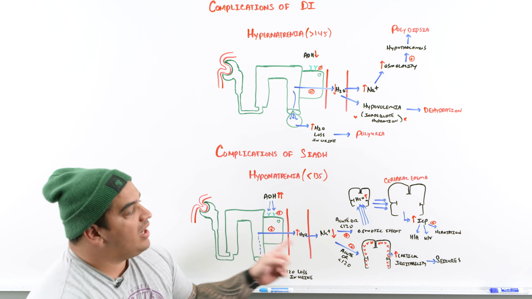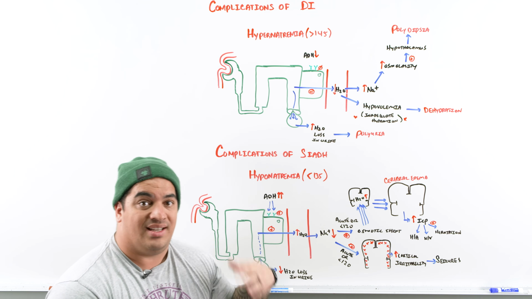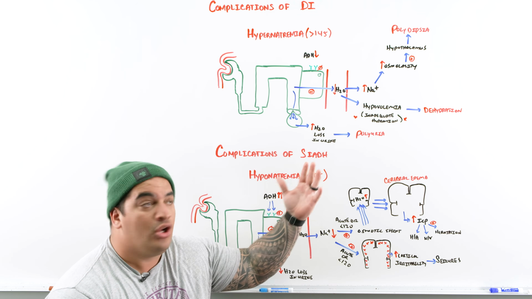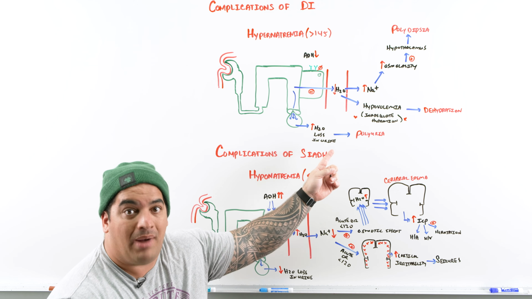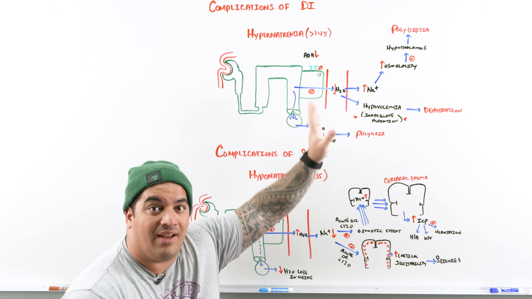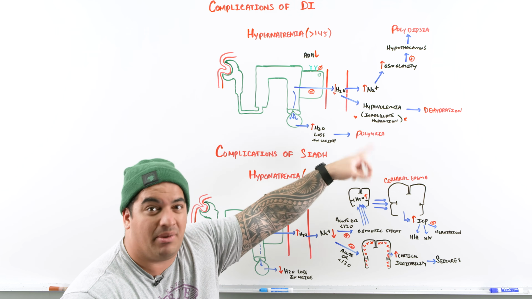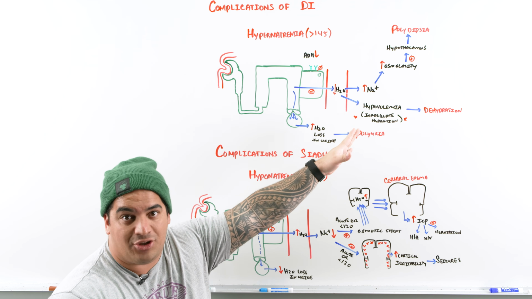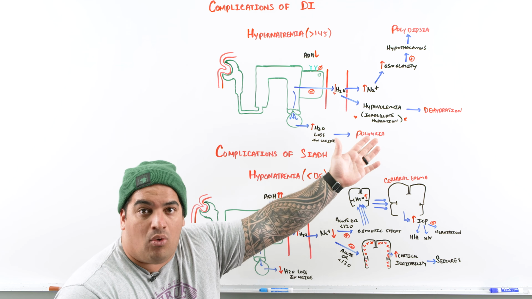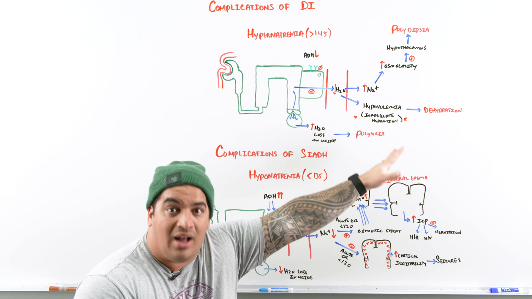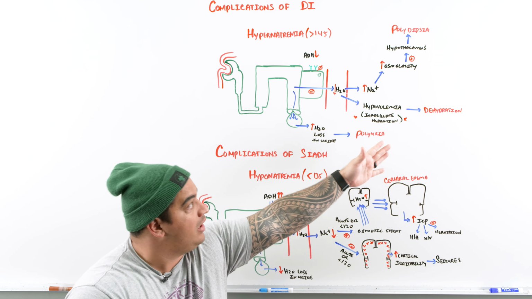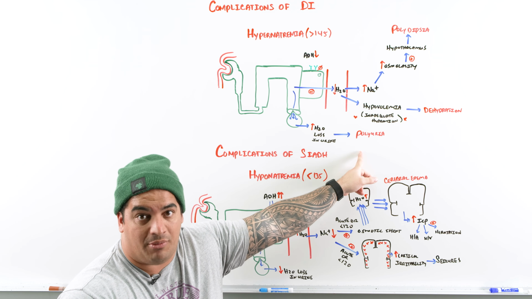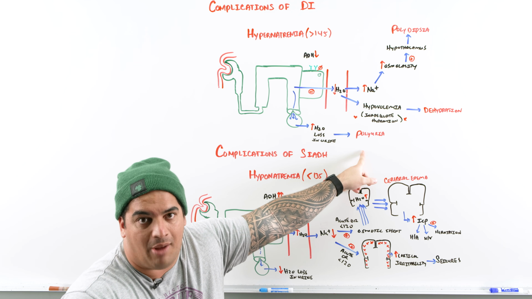So the things that I want you guys to remember between these two is in DI, there's hypernatremia due to water loss in the urine, polyuria. They will get thirsty. If they drink enough, cool, they won't become dehydrated. But if they have inadequate access to water, or they have delirium that alters their hydration, or they're intubated and they can't get water, they could develop dehydration, hypovolemia, and low blood pressure. And then lastly, they will have very large amounts of urine and they'll have large urine outputs.